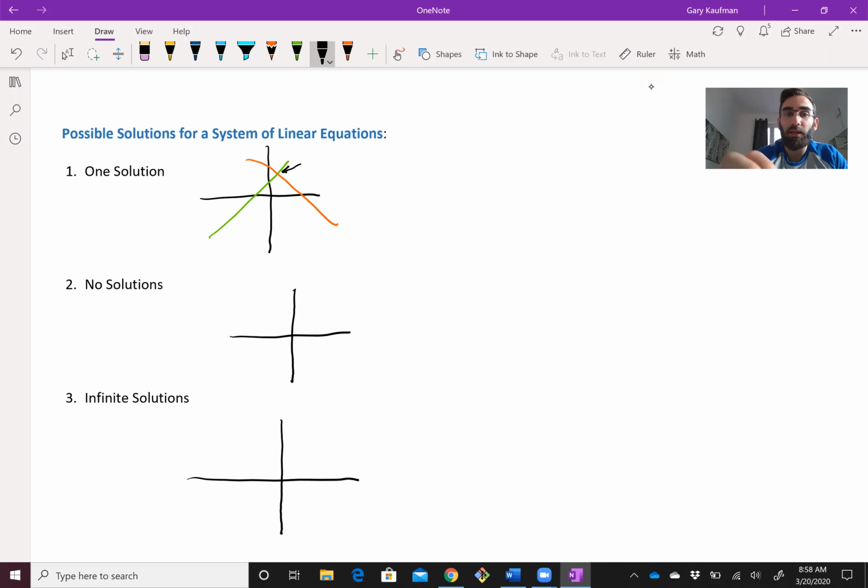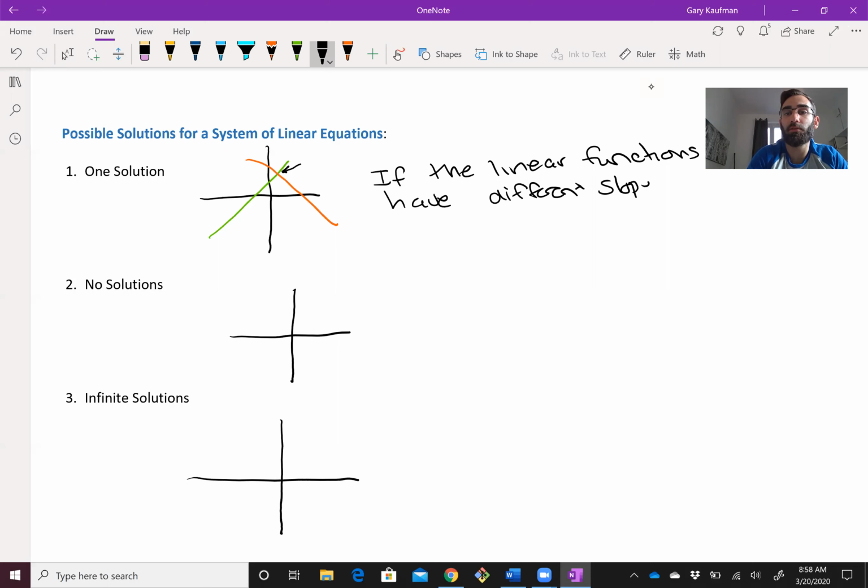And so if the linear functions have different slopes, there will be one solution. Different slopes means they are going to be changing the order in which they're rising and running.